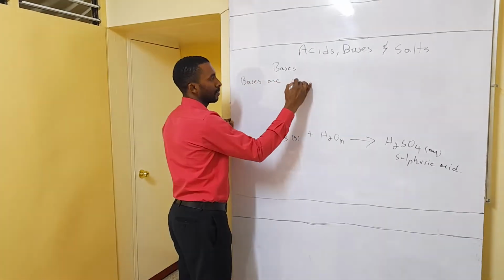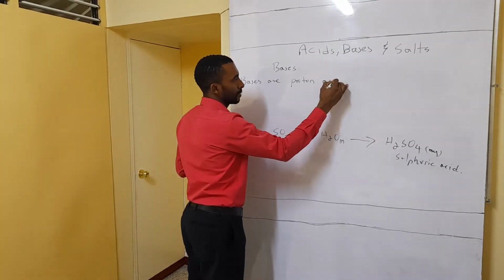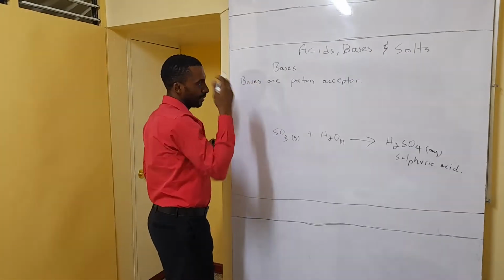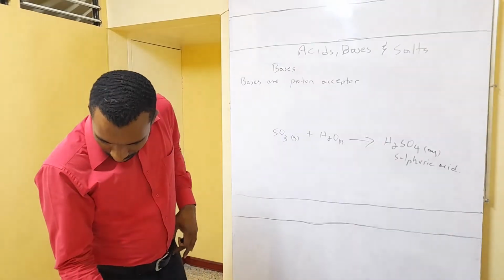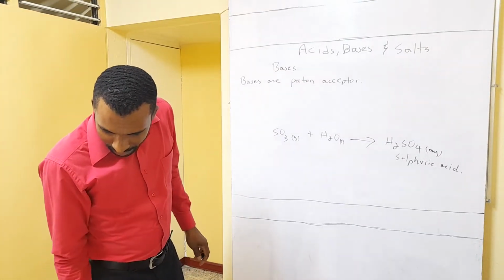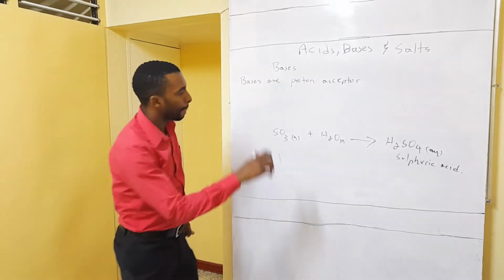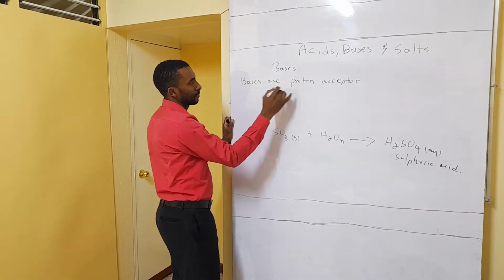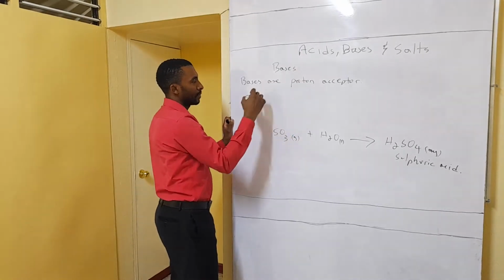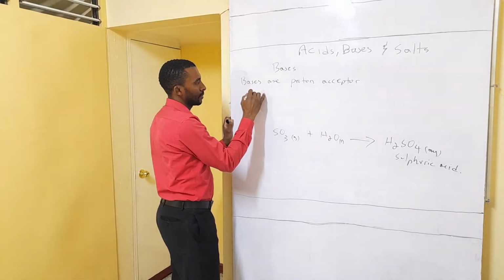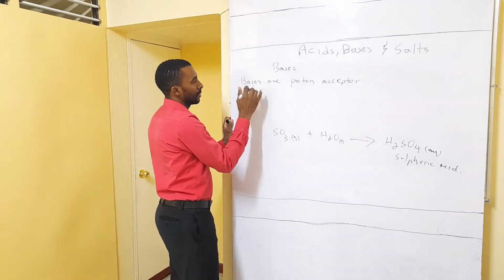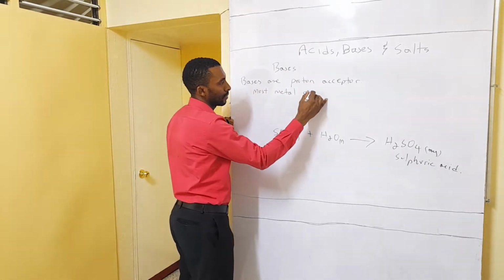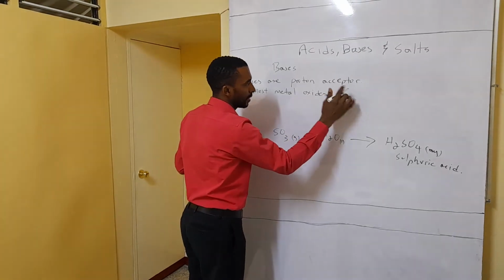Bases are proton acceptors. These tend to be all metal oxides and hydroxides.